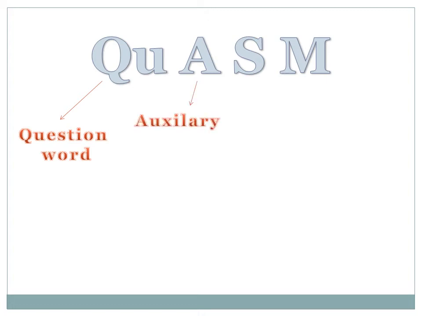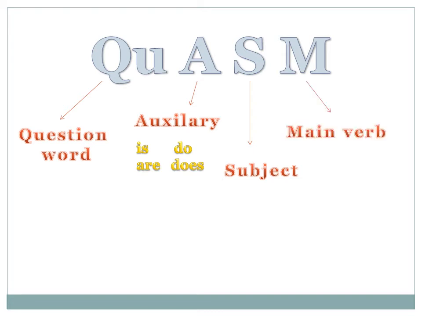The A stands for auxiliary. What's an auxiliary? The auxiliary that you have studied so far are is, are, do, and does. Those are the auxiliary that we use in the questions. We use is and are if they are in the sentence. And if we can't find them in the sentence, we use do or does. Okay? The S stands for the subjects and M for the main verb, and we will know the subject and the main verb through the coming example.